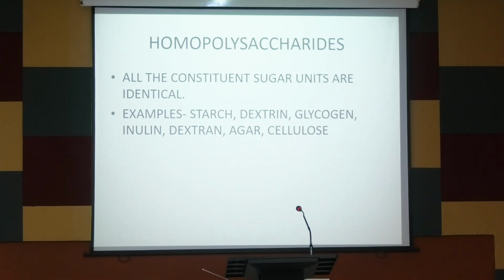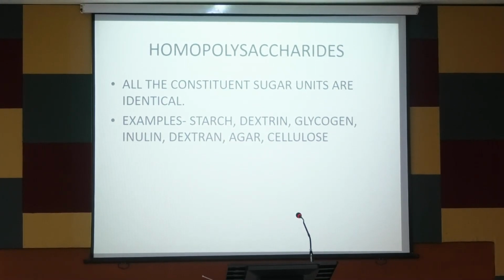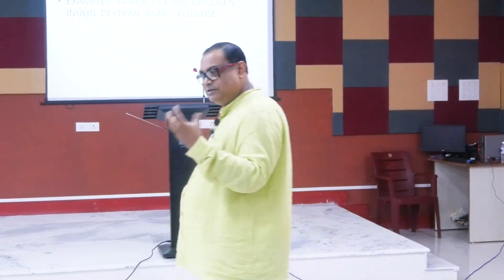Dextran, maltose, galactose. It's a dye. Agar, again, it's a polymer of galactose. It is found in seaweeds, agar. Agar, did you ever have agar? Yes, in which form? Very good. The jelly kind, jelly-like things, custards and those things, so they add.